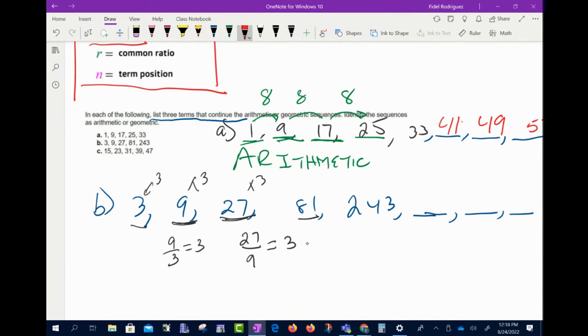Does anybody know what number would I write here, here, and there? What's 243 times 3? 729? Okay, what's 729 times 3?